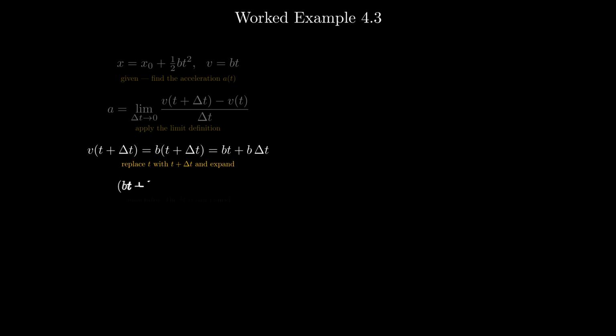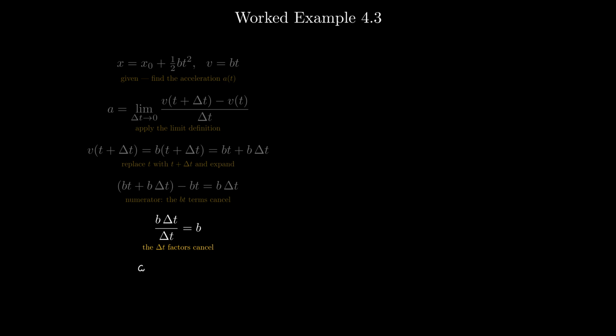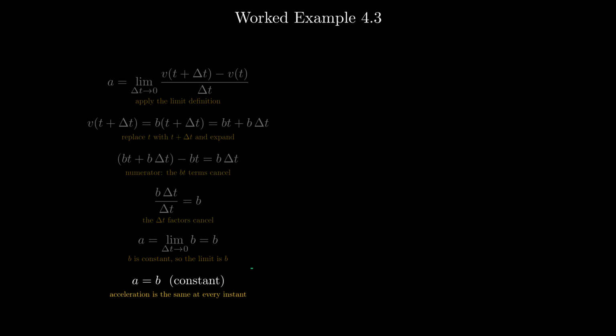Now build the difference quotient. The numerator is bt plus b times delta t minus bt. The bt terms cancel, leaving b times delta t. Divide by delta t. The delta t factors cancel and the ratio equals b. Notice that b is a constant. It does not depend on delta t or on t. So the limit as delta t approaches 0 is simply b. The acceleration equals b at every instant.